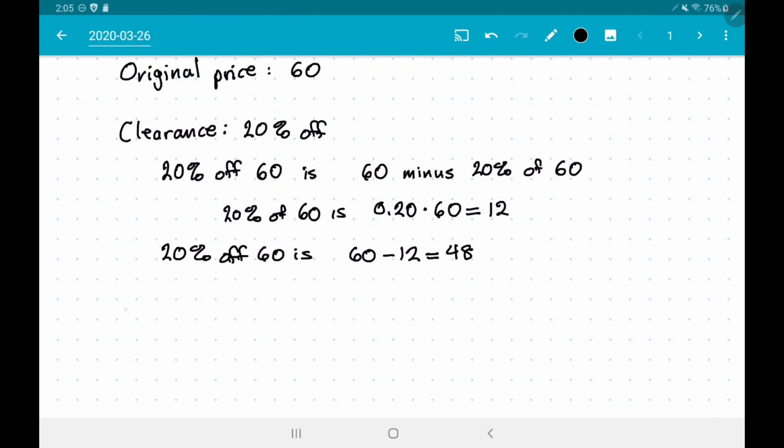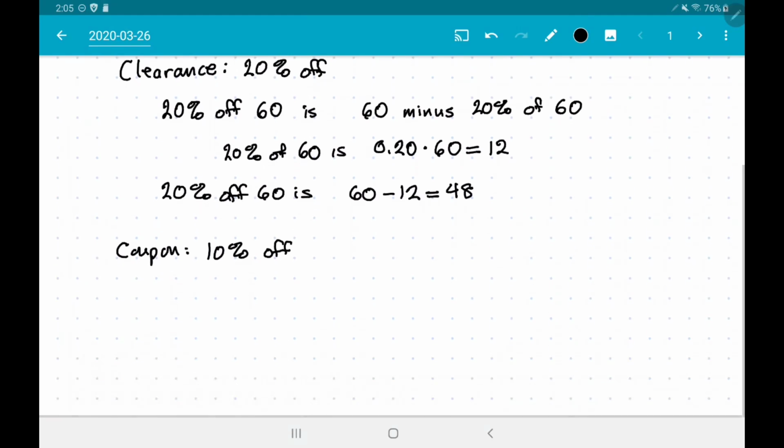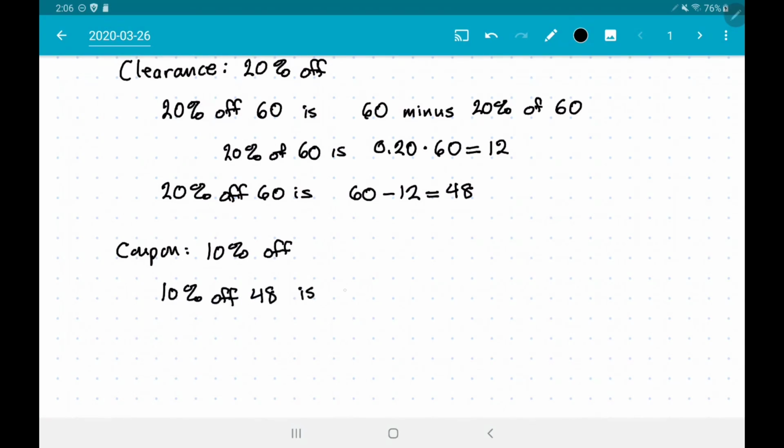The next phase of the calculation is the coupon. The coupon is for 10% off, and the convention for these stacked discounts is that you apply each to the result of the previous one. So what I need is 10% off 48, and that is 48 minus 10% of 48. Again, the 48 comes from the previous step.